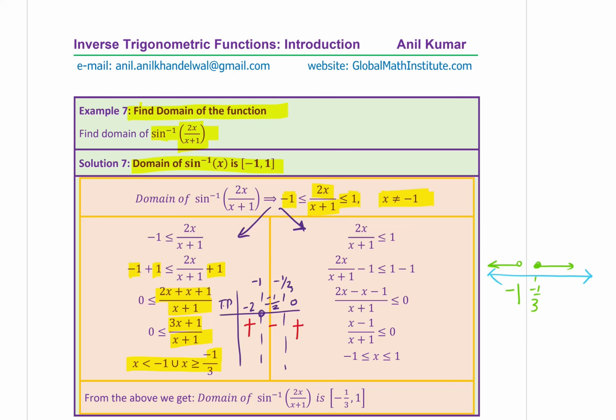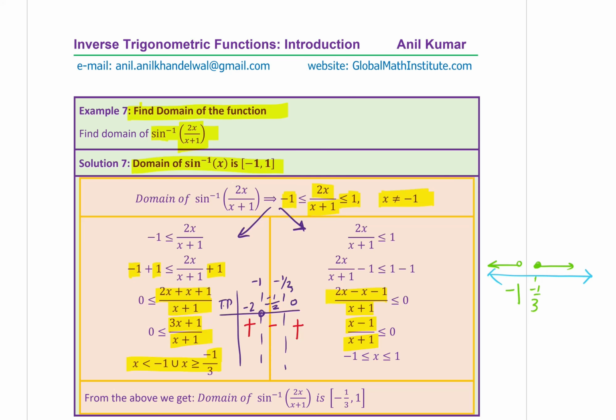Correct. Now let's get into the other half where we are trying to find the solution for 2x over x plus 1 less than or equal to 1. We'll subtract 1 as we have done, and then we do get a rational function. Solving rational inequalities is done by an interval table, for example. Correct. We were looking for the values which are less than or equal to 0.